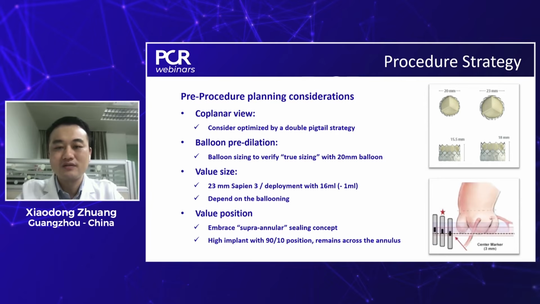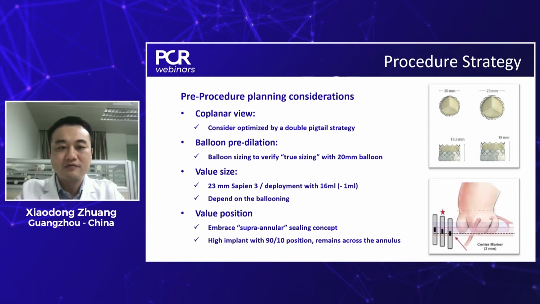But if we cannot do it, it's not necessary, but we can optimize the view here, so the coplanar view is easier. And also in some cases, when we use SAPIEN 3, we won't do predilation. But for this case, we will choose to do predilation, first, just to make sure the device closes the valve more easily. And then we'll use the 20 millimeter balloon also to verify the true size of the valve.